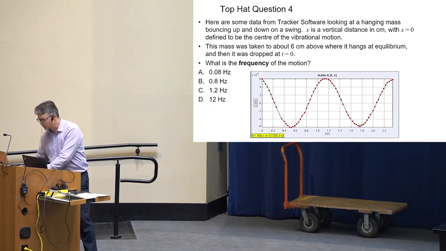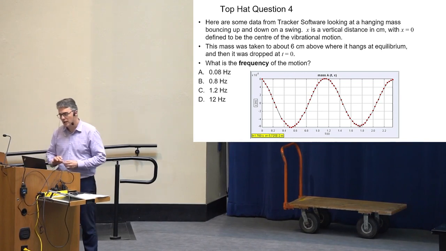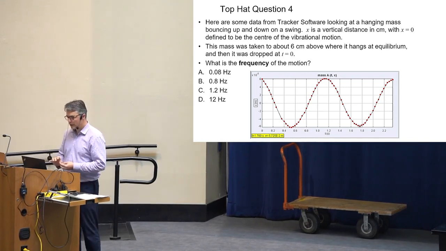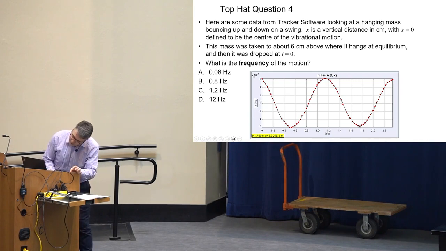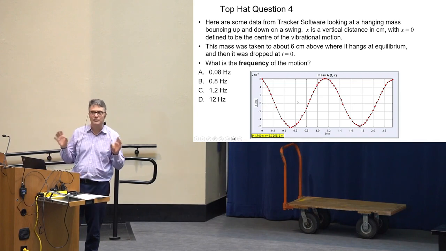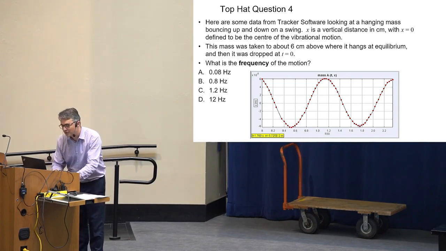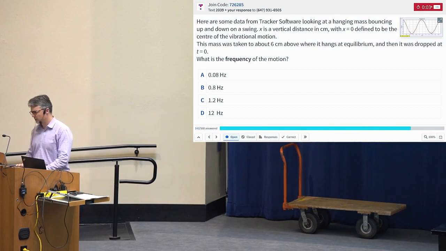Let's just go through a couple quick top hat questions. Here are some data from the tracker software, looking at a hanging mass bouncing up and down. So I've got here x is a vertical distance in centimeters, because there's a little times 10 to the minus 2. And x equals 0 was defined to be the center of vibrational motion. So you may want to think about what that curve kind of looks like. There's trig functions that look a bit like this. But my question is, what's the frequency of this motion? And then I'll ask you about the amplitude for the same exact graph.